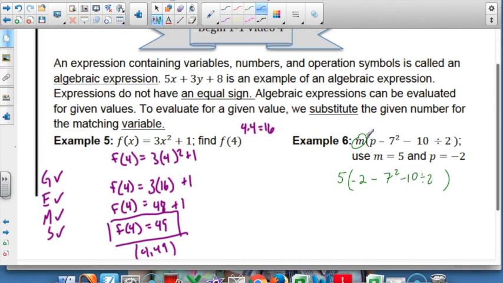All I did was replace my p with -2, and I replaced my m with 5. So you can see where those substitutions happened right here. Everything else is exactly the same, and now I'm ready to use my order of operations again.